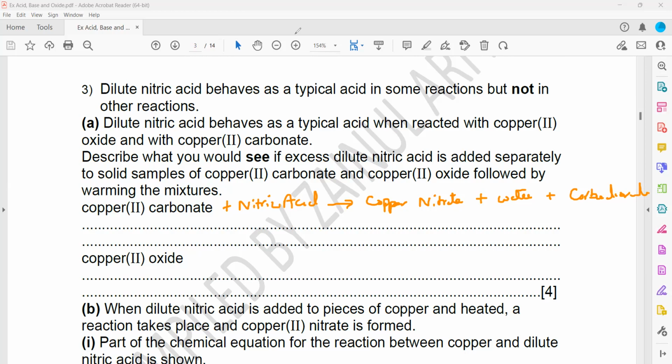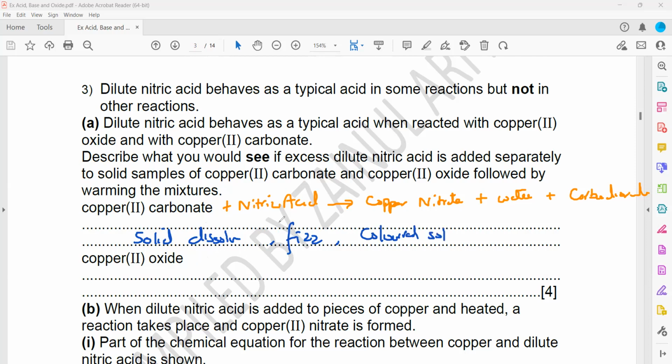Again, you can see a similar question. In the previous question, copper carbonate was reacting with sulfuric acid, but now it is with nitric acid. So the observations with carbonate: the solid dissolves, there will be fizzing, bubbles, effervescence, and it will form a colored solution, a blue solution.